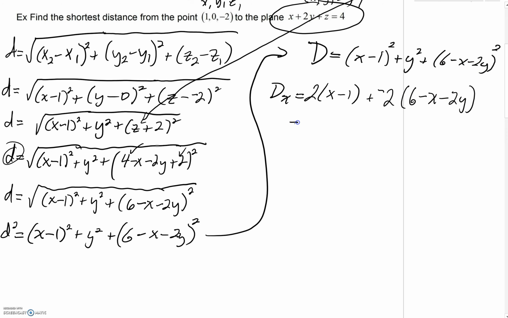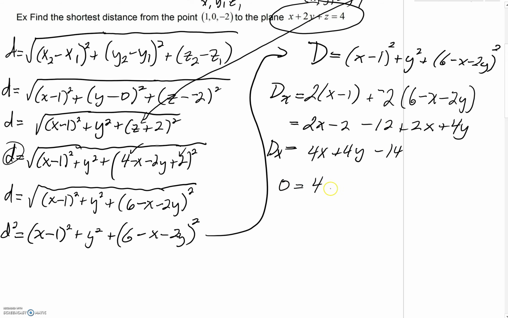We could clean this up, and it's actually a smart thing to do. This is 2x minus 2. This is a minus 12 plus a 2x plus a 4y. And it only takes you a moment to see that the derivative of this function with respect to x is a 4x plus 4y minus, well, negative 2 minus 12 is a minus 14. And by the way, we could set that equal to 0 to try to help us find critical numbers, and we'll get to that in just a moment.